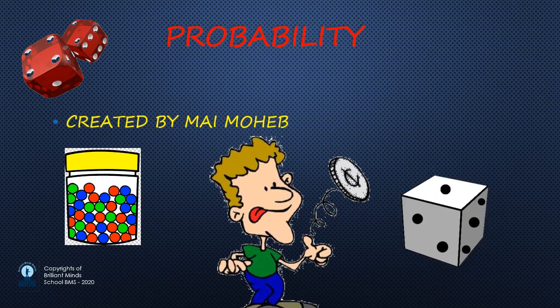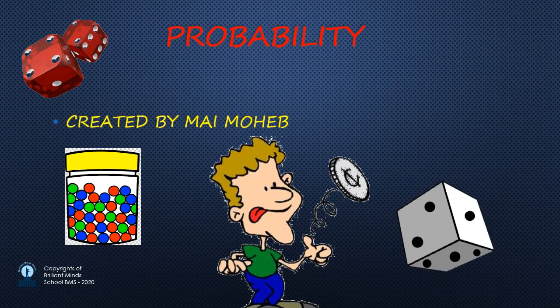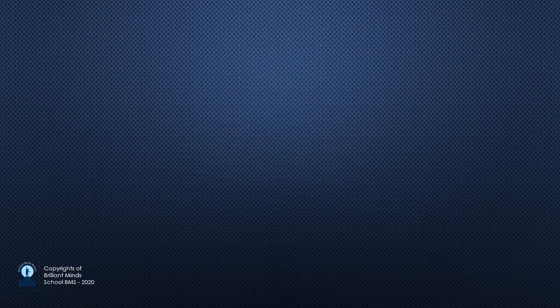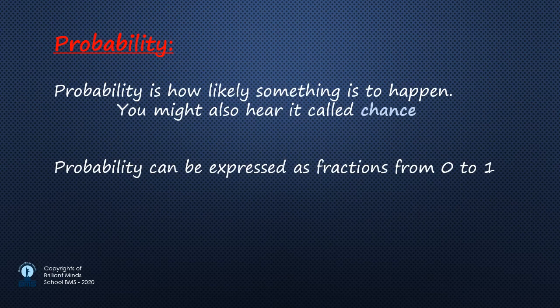Let's start our new lesson today, which is called probability. What's the meaning of probability? Probability is how likely something is to happen. You might also hear it called chance. Probability can be expressed as a fraction from 0 to 1.